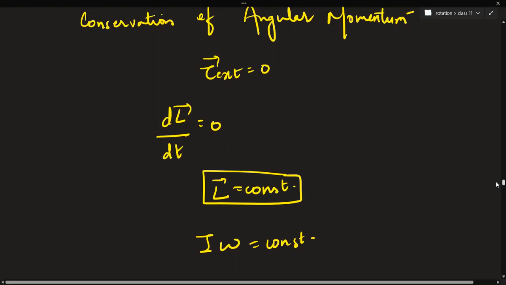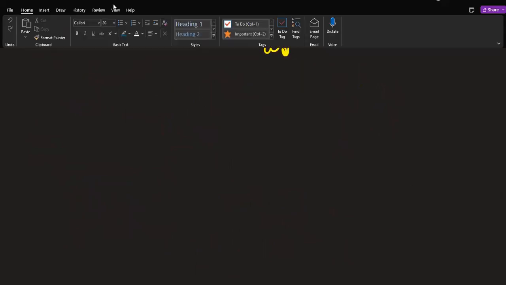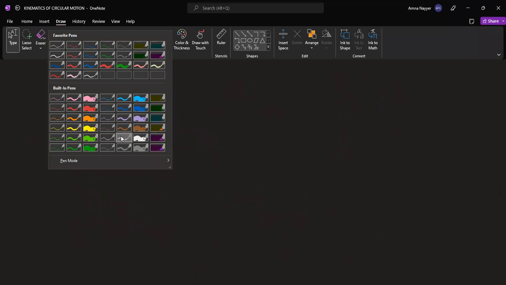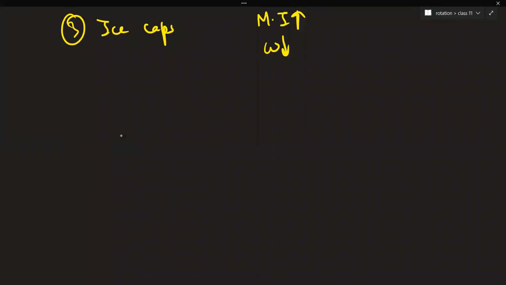We didn't practice any numerical on this, and we haven't seen any applications. Let's practice at least one numerical so that we become familiar with this topic. Conservation of angular momentum is an important topic, class. Do mark it as important. Application-based questions and numericals also come from this. Let's discuss one question. Note it down.